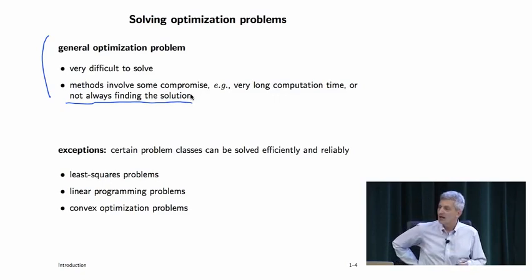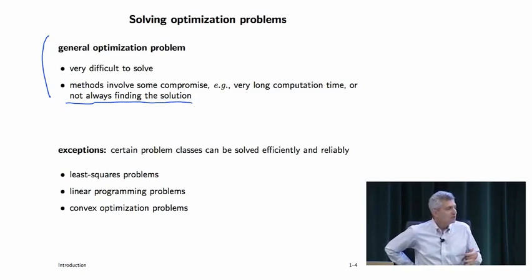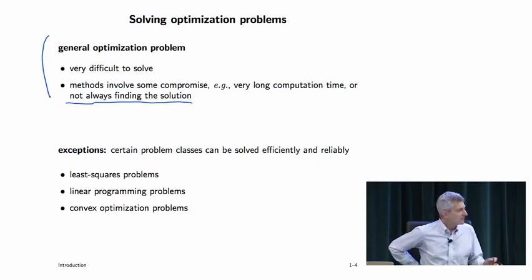The most usual compromise is to not always find the solution. That's local optimization. It means you simply run an algorithm that does something and may or may not produce a point that's feasible and has an objective value lower than, say, a starting point. And that's quite useful. Now, if you do insist on actually finding the global minimum, then these problems can have very long computation times. There are other cases where that is used, but not nearly as many.